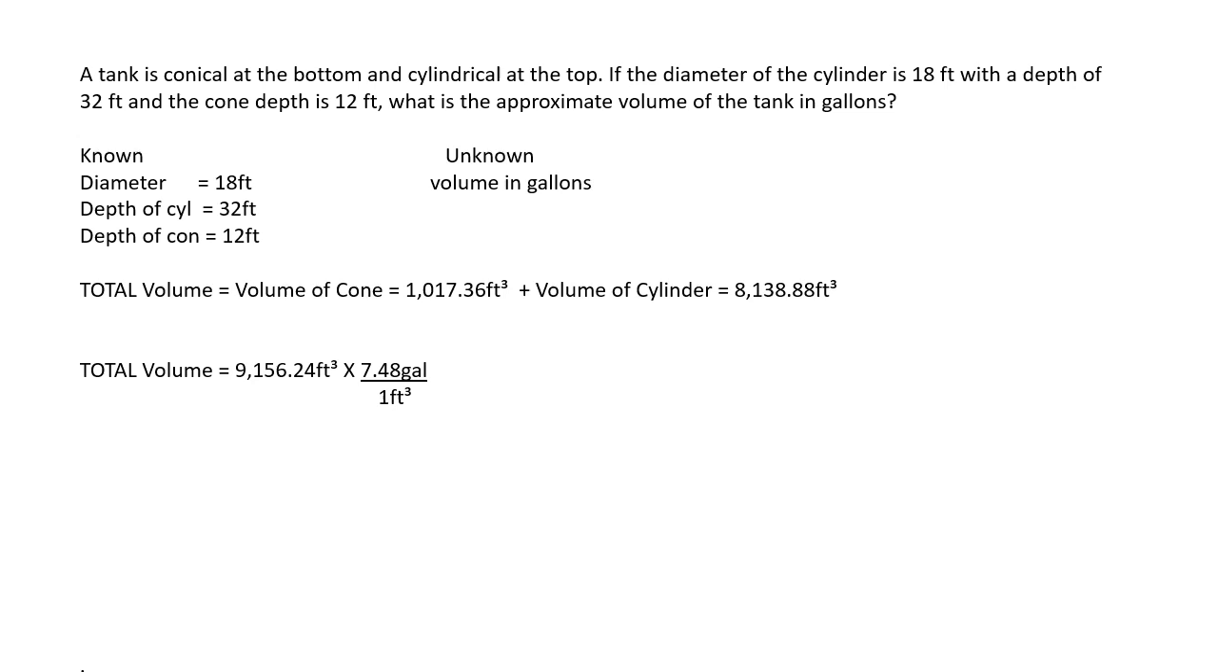Remember, when you want the thing to cancel out, it goes on the bottom, it's dead, it's buried, it's underneath. So 9,156.24 cubic feet times 7.48 gallons over a cubic foot. The cubic feet will cancel out and you'll get gallons. So multiply. And the volume of the tank is 68,489 gallons because I went ahead and rounded.